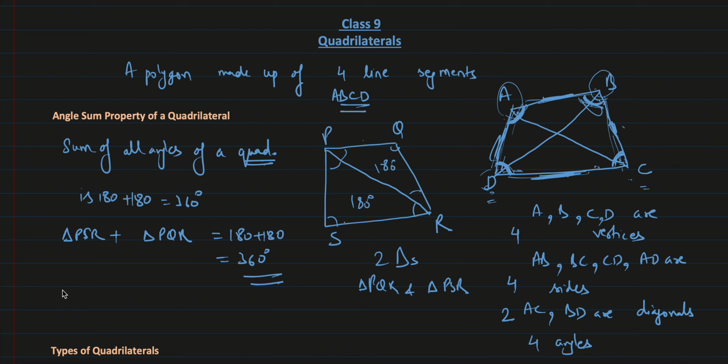So we can say that the sum of all angles, meaning angle P plus angle Q plus angle R plus angle S, is 360 degrees, which we name the angle sum property, ASP, as we do for triangles also. I hope this part is clear students. We just talked about basic things about the sides, angles, diagonals of a quadrilateral, and that the sum of all angles of a quadrilateral is 360 degrees.